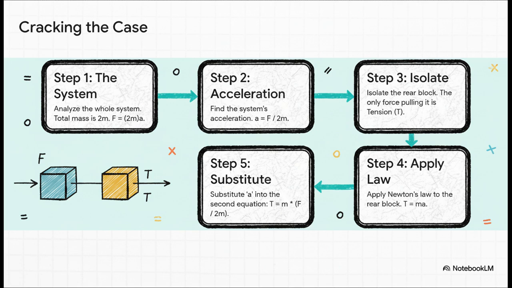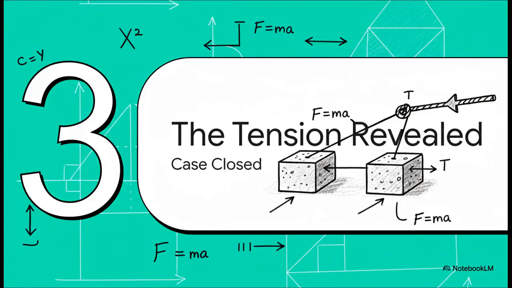And now for the final step, the moment of truth. We substitute the acceleration we found in step 2 right into this equation from step 4. And with that final piece of evidence locked in, we are ready to close the case. The math has led us directly to the answer. So let's finally reveal the identity of our culprit.